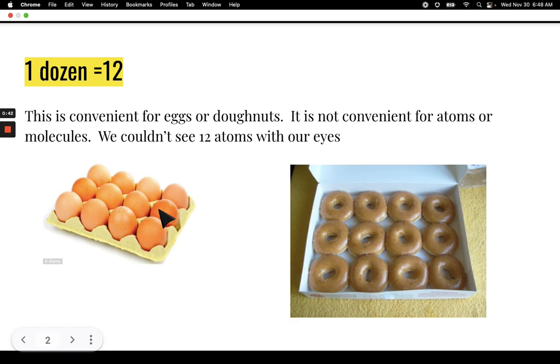Now, a dozen is a grouping that's good for very large things, but it's not very convenient for atoms or molecules. These are particles that are extremely small, and even if we had 12 atoms or molecules in front of us, we wouldn't be able to even see that with our eyes. So we need a convenient grouping for atoms and molecules so that we can work with them and know how many of them we have.